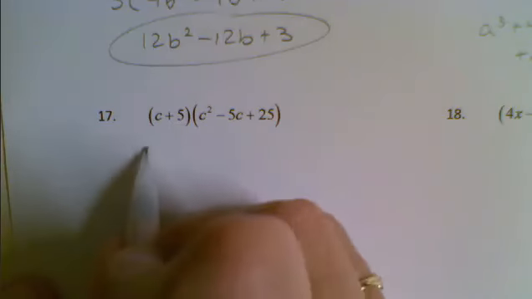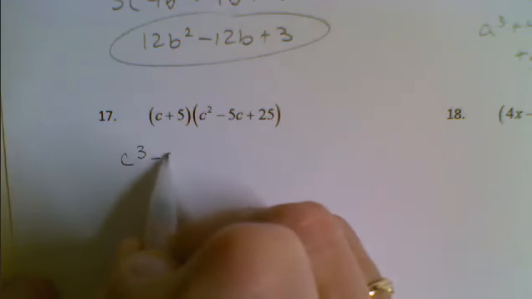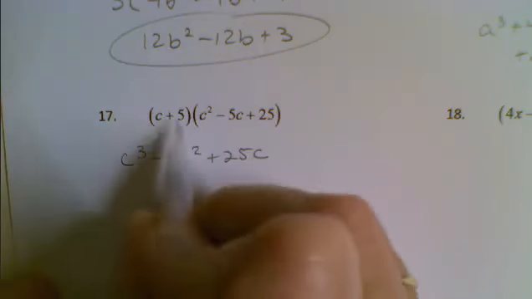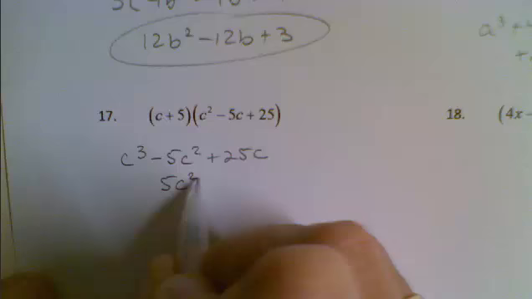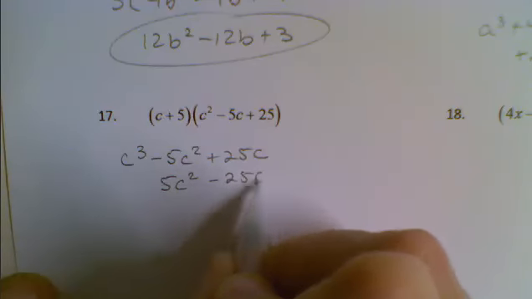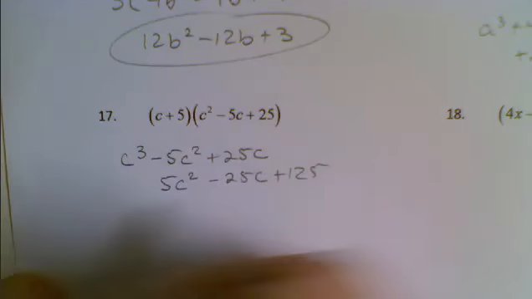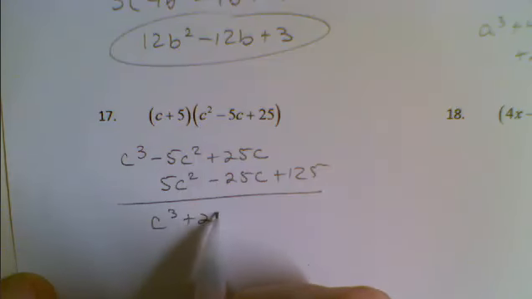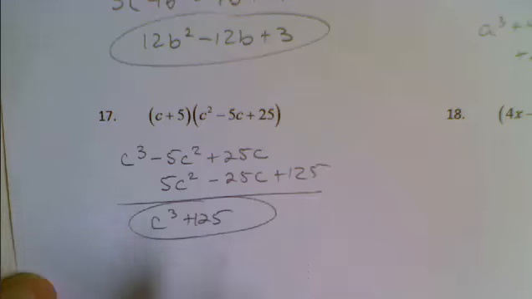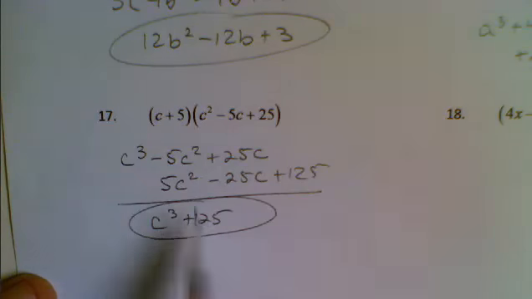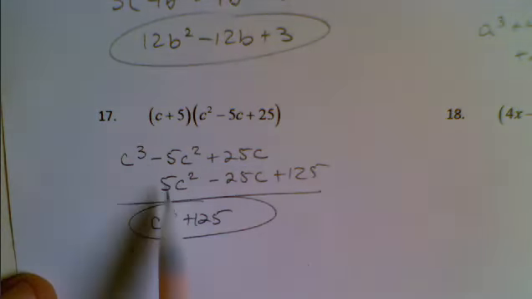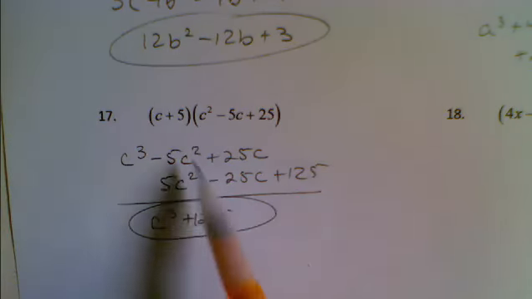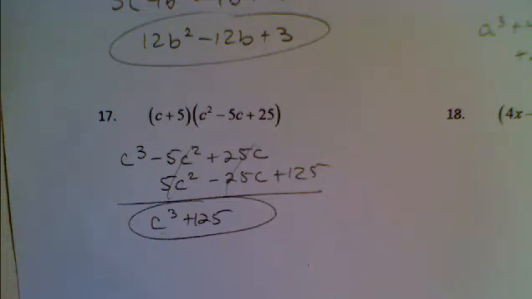17, if I distribute that, I'll get c to the third minus 5c squared plus 25c. And then distribute the 5: c squared minus 25c plus 125. And if you notice, this is actually the formula for the sum of cubes. If I started with the sum of cubes and factored it, I'd factor it into c plus 5, c squared minus 5c plus 25. So that makes sense that those would cancel out.